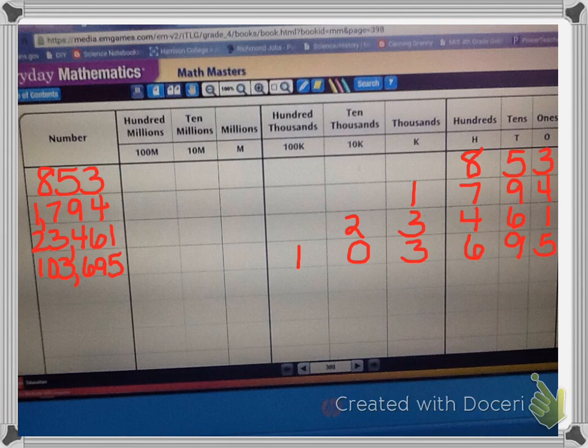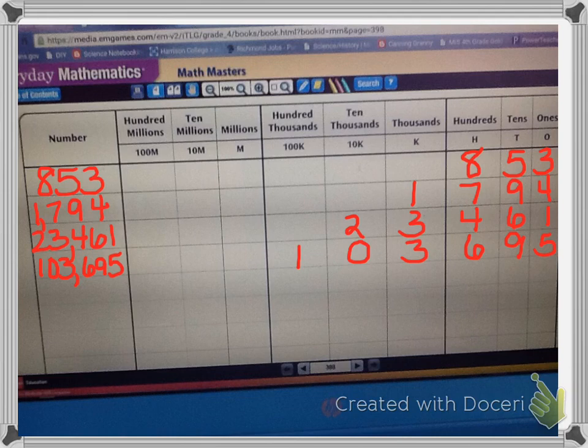So usually when you write a number, you write it from left to right. But if you're going to put it in a chart like this, I would start on the right side with your last digit and put it in the very last column there in the ones and go backwards. And that way you can kind of figure out where those digits will be placed in the place value chart. So when we look at 853, we start in the ones column and place the 3. The tens column would be the 5, and the hundreds column would be the 8.